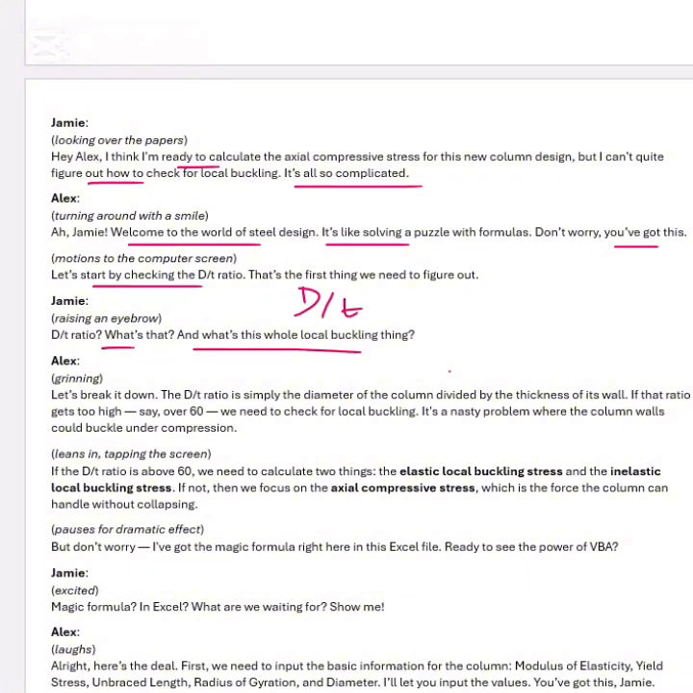D/t ratio, what's that, and what's the whole local buckling thing? Let's break it down. The d/t ratio is simply the diameter of the column divided by the thickness of its wall. If the ratio is too high, say over 60, we need to check for local buckling. It's a nasty problem where the column walls could buckle under compression. If the d/t ratio is above 60, we need to calculate two things: one is elastic local buckling stress, another is inelastic local buckling stress. If not, we can focus on the axial allowable compressive stress only, which is the force the column can handle without collapsing. But don't worry, I have the magic formula right here in the Excel file, ready to see the power of Excel. What are we waiting for? Show me.